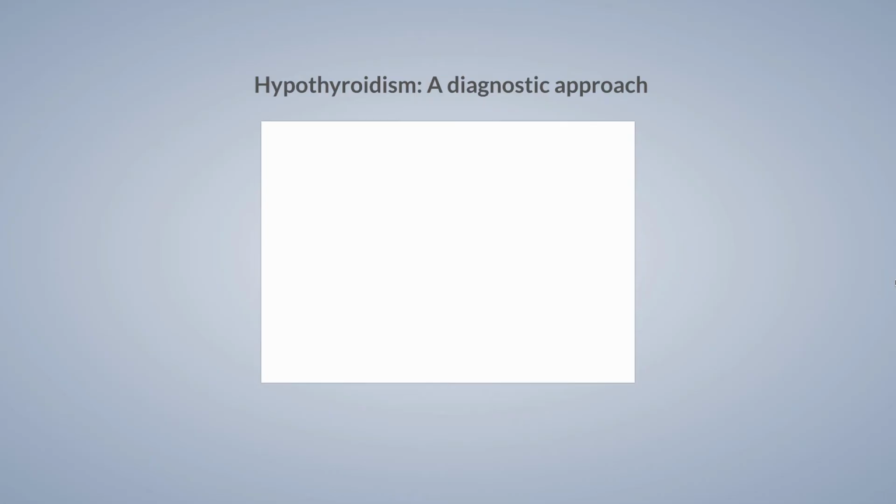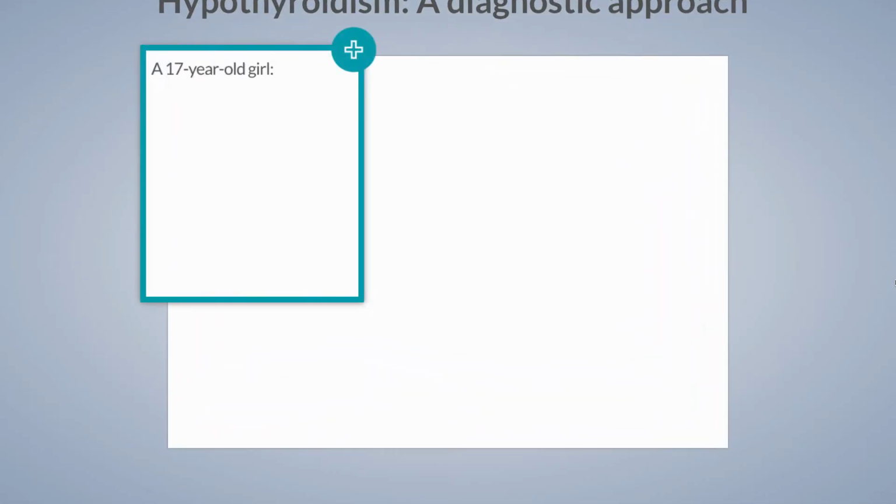Hypothyroidism, a diagnostic approach. A 17-year-old girl is brought to your office complaining of progressive weight gain of 4 kilograms or 8 pounds in 6 months, fatigue, and cold intolerance.